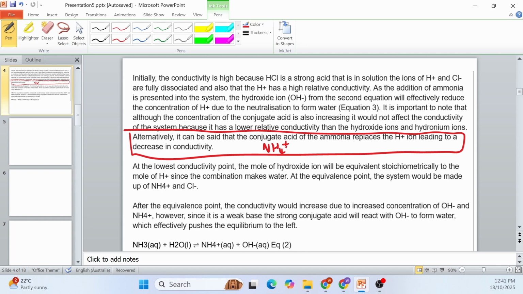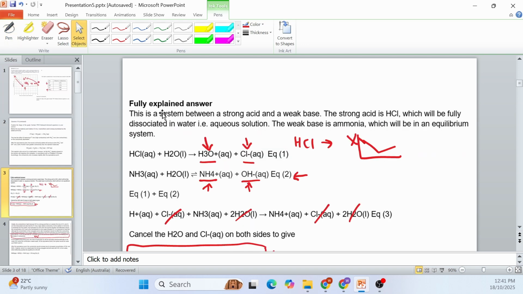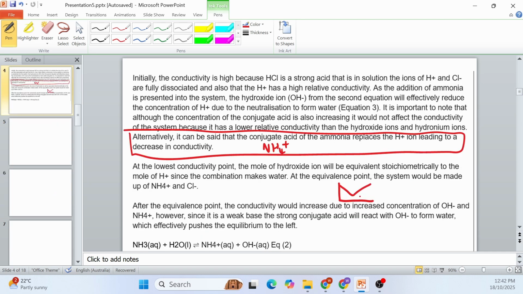Now if you look at my equations, the reason hydrochloric acid decreases in conductivity over time is because as ammonia is added, it generates hydroxide. When reacted with H plus, it makes water. That's where the neutralization happens. One should expect that stoichiometrically, the mole of H plus is now the same as the mole of hydroxide ion.